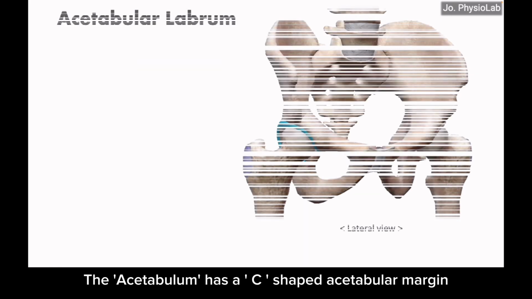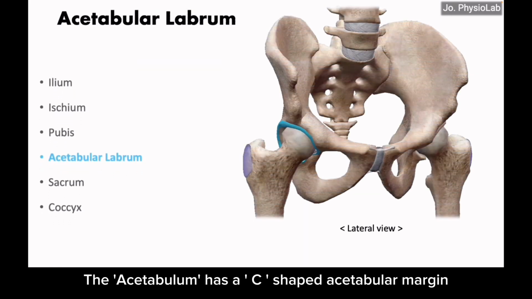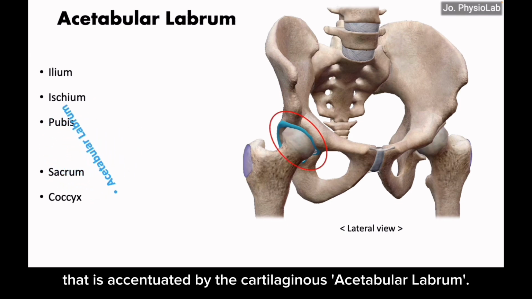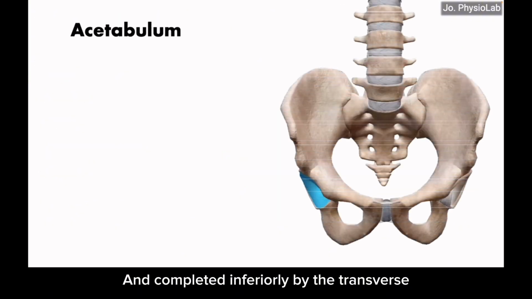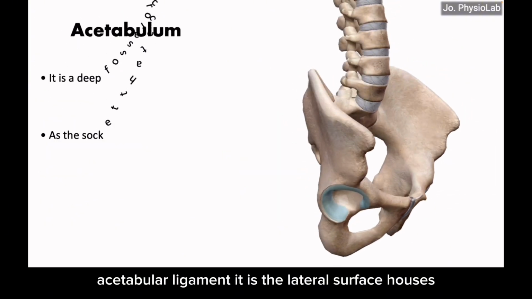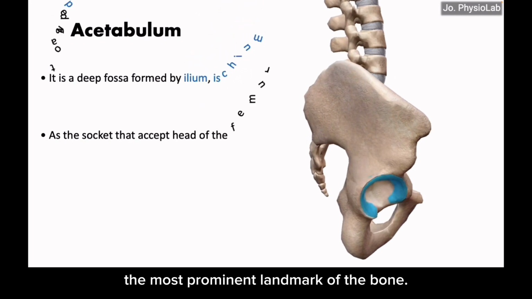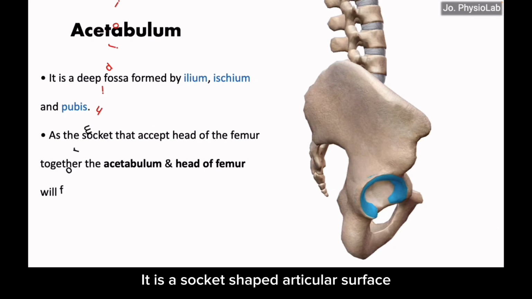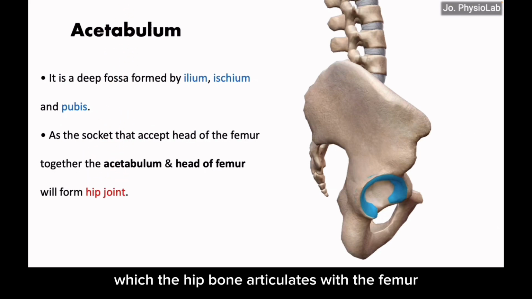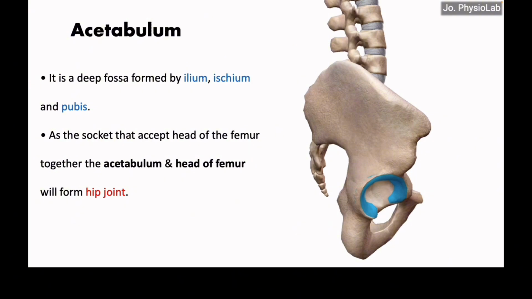The acetabulum has a C-shaped acetabular margin that is accentuated by the cartilaginous acetabular labrum and completed inferiorly by the transverse acetabular ligament. Its lateral surface houses the most prominent landmark of the bone. It is a socket-shaped articular surface where the hip bone articulates with the femur and makes the hip joint.